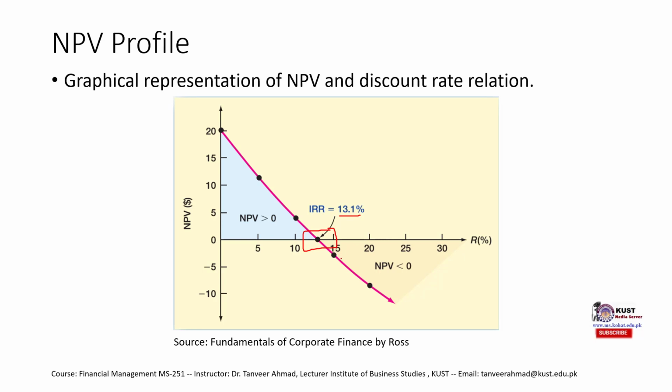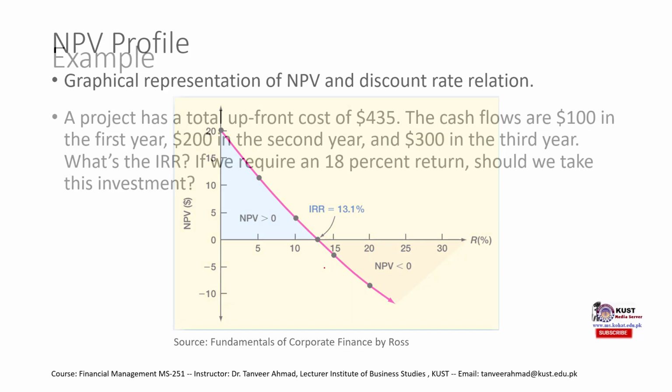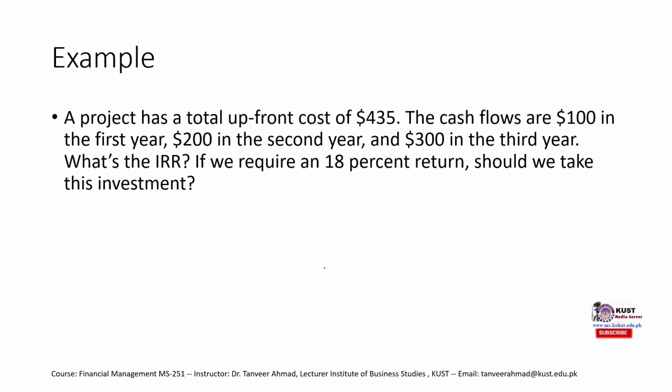So if the discount rate is greater than this IRR, then NPV is negative. And if the discount rate is less than this IRR, then NPV is greater than 0. Right? So this is just the graphical representation. Let's move towards an example and understand how we calculate IRR.